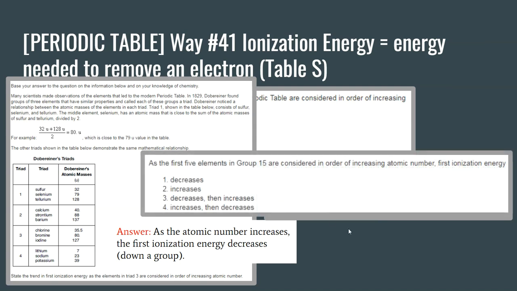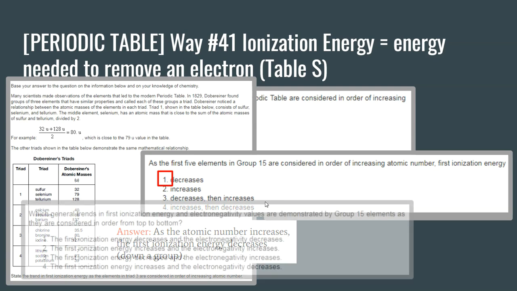As the first 5 elements in group 15 are considered in order of increasing atomic number, first ionization energy... If you remember, the number of shells increase as you go down a group because the size of the atom increases. So the electron's further away. The further away, the easier it is to remove an electron. So we would experience a decrease in first ionization energy.